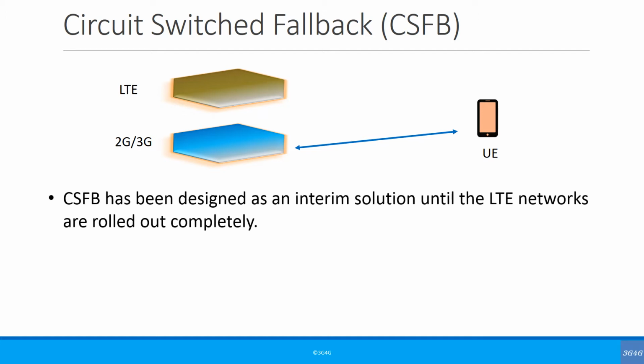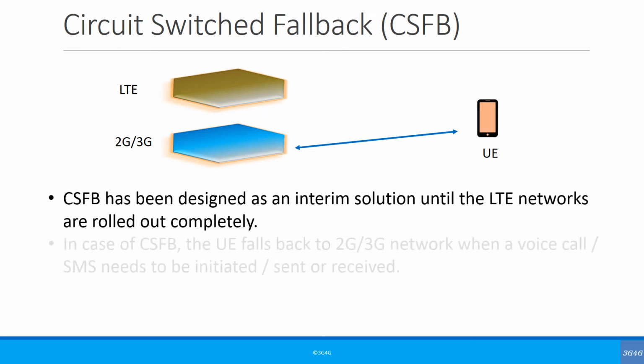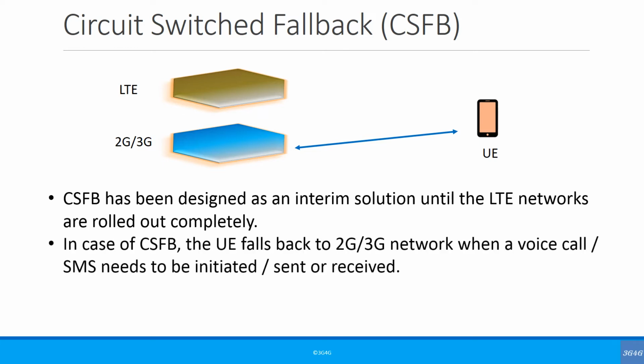So CS fallback was designed as an interim solution until the LTE networks were rolled out completely and they start supporting VoLTE. And in case of CS fallback, the UE falls back to 2G or 3G network when a voice call or SMS needs to be initiated or sent or received.